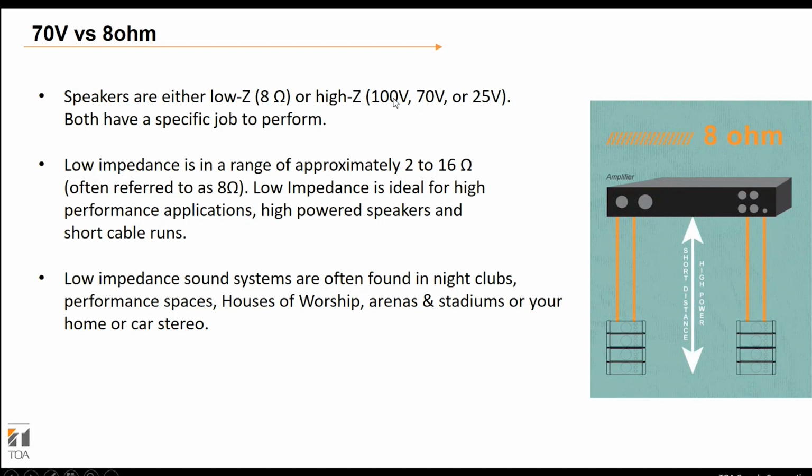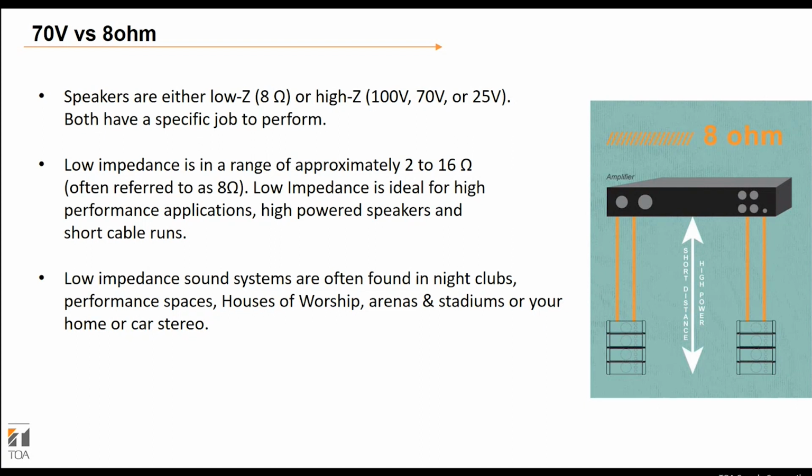So to kind of reiterate, typically speakers are either low Z, i.e. low impedance, or 8 ohm, or high Z, which is 100 volt, 70 volt, or 25 volt. Both of those have a very specific job to perform. And when we start to dig into the actual details of this, in actuality, all speakers are low impedance speakers at their base. The only real difference between a low impedance speaker versus a high impedance speaker is that the high impedance speaker is going to have a transformer on it, and that allows you to run at a constant voltage like 100 or 70 or 25 volts. So it's a bit of a higher voltage than what you would see on a typical low impedance system.